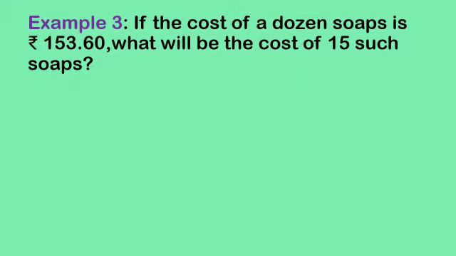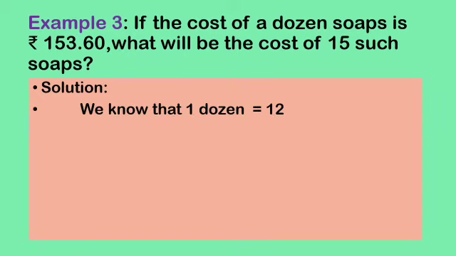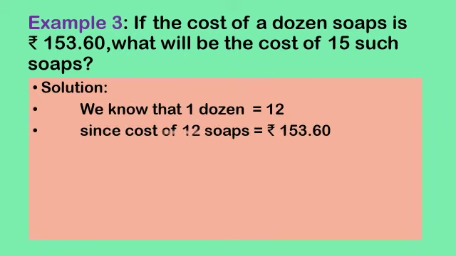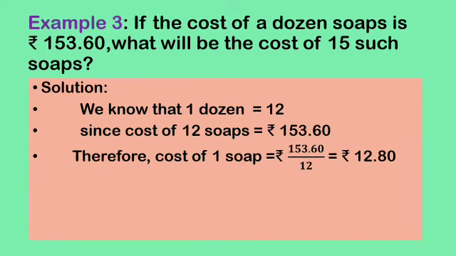Let's take another example. If the cost of a dozen soaps is 153 rupees 60 paisa, what will be the cost of 15 such soaps? So we know that 1 dozen equals 12. So first we will find the cost of 1 soap. Since cost of 12 soaps is 153 rupees 60 paisa, therefore cost of 1 soap equals 153 rupees 60 paisa divided by 12, which equals 12 rupees 80 paisa. So cost of 1 soap is 12 rupees 80 paisa.